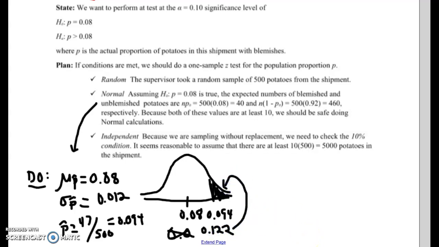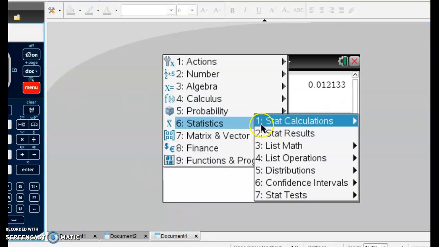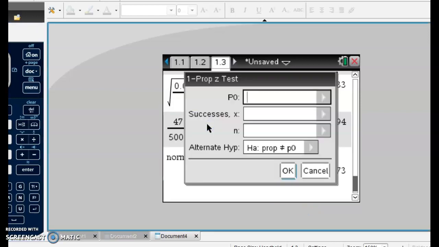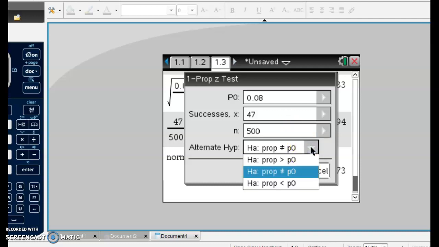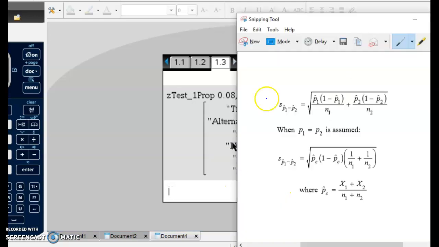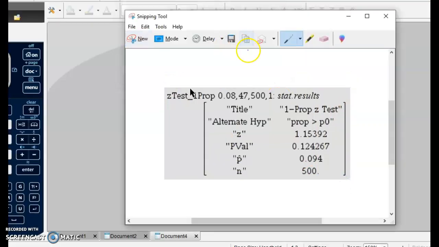The other way to do the problem, let me go back to my calculator, is a one prop z-test. So menu, statistics, stat tests. I'm going to pick one prop z-test. The null hypothesis proportion was 0.08. In my sample, my successes were 47 out of the 500. And I want a greater than. If you look, here's my p-value. Not exactly the same, but very, very close. Let me paste this on that notes page just so you can see it side by side.